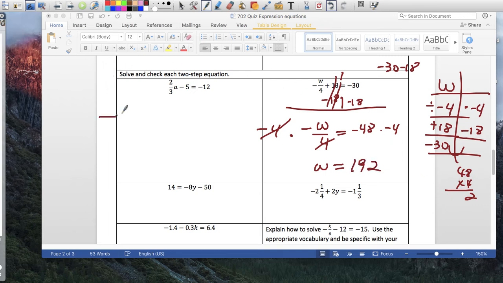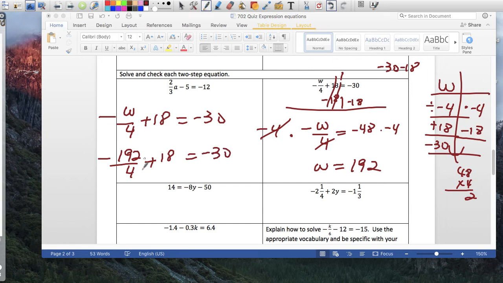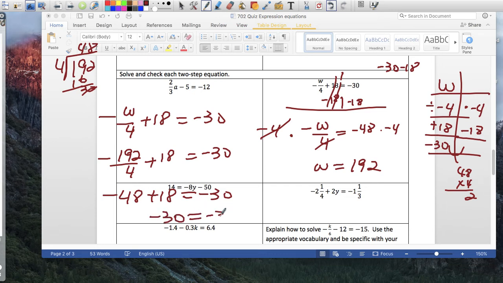Our check. This is what I have. All right. That's how my check starts. So I'm going to replace my w, so the minus sign is already existing. Plus 18 equals -30. So I got to figure out what 192 divided by 4 is. 4, 16, 32, it's going to be 48. So this becomes -48 plus 18 equals -30. And you can tell the -48 plus 18 is -30. So there's my check. Complete.